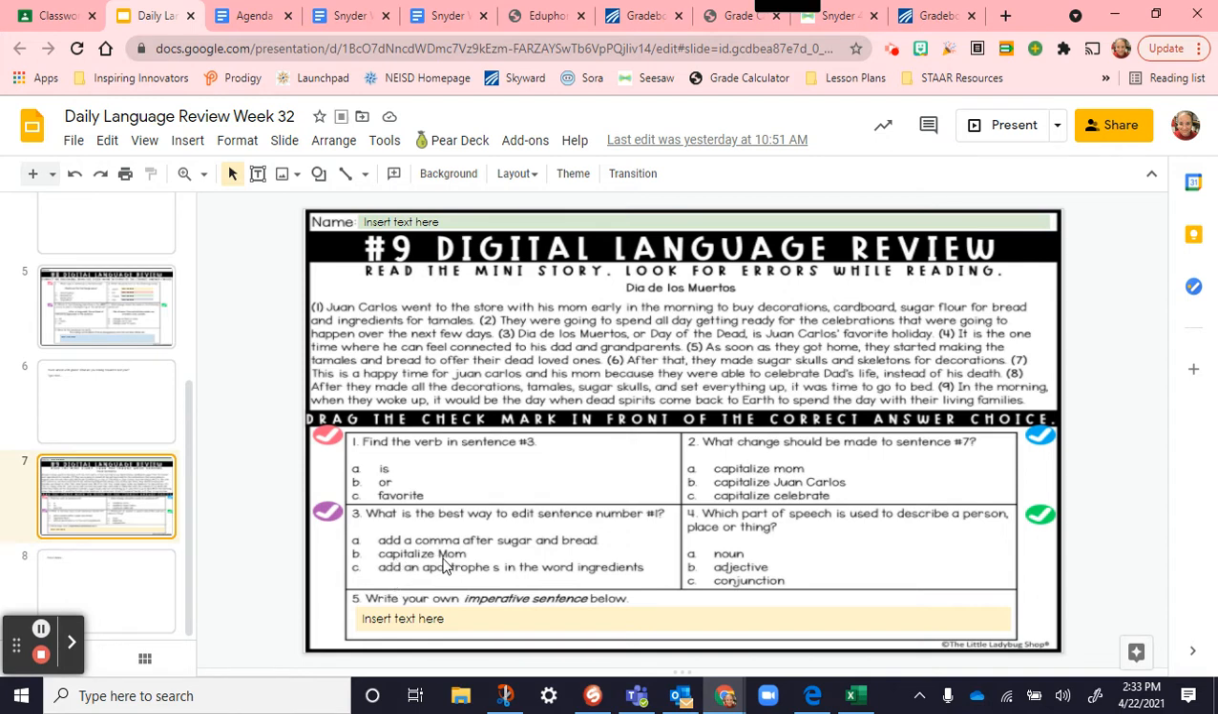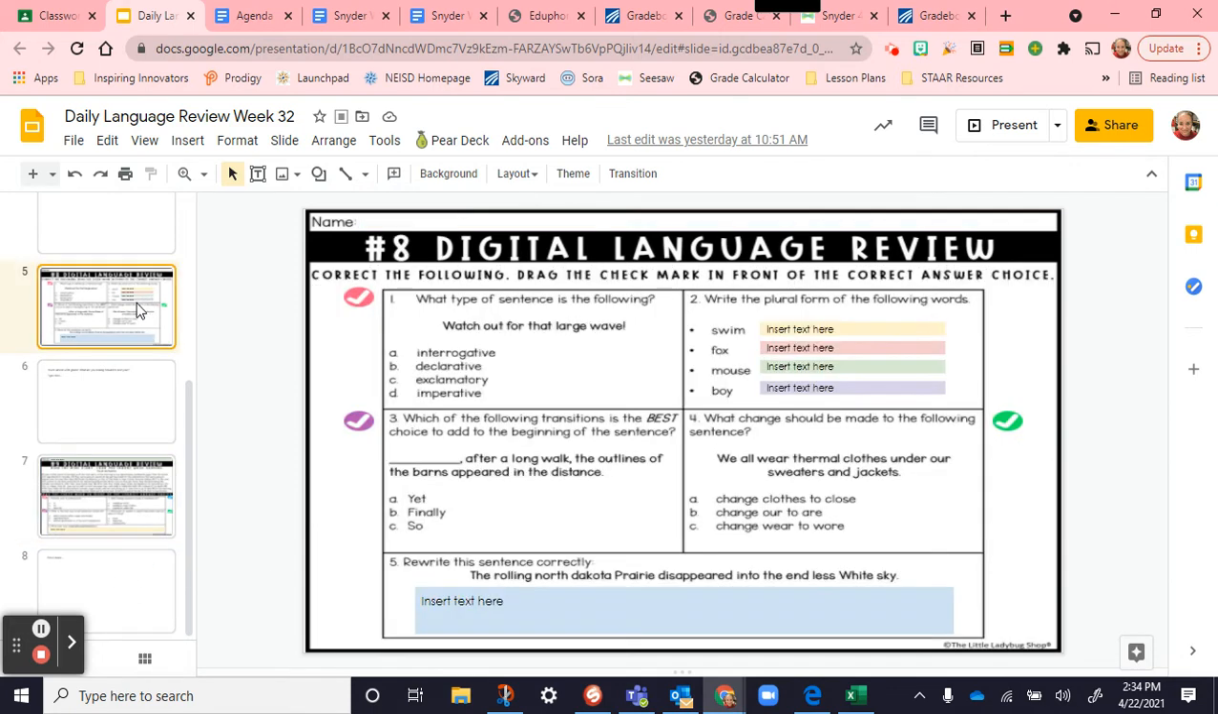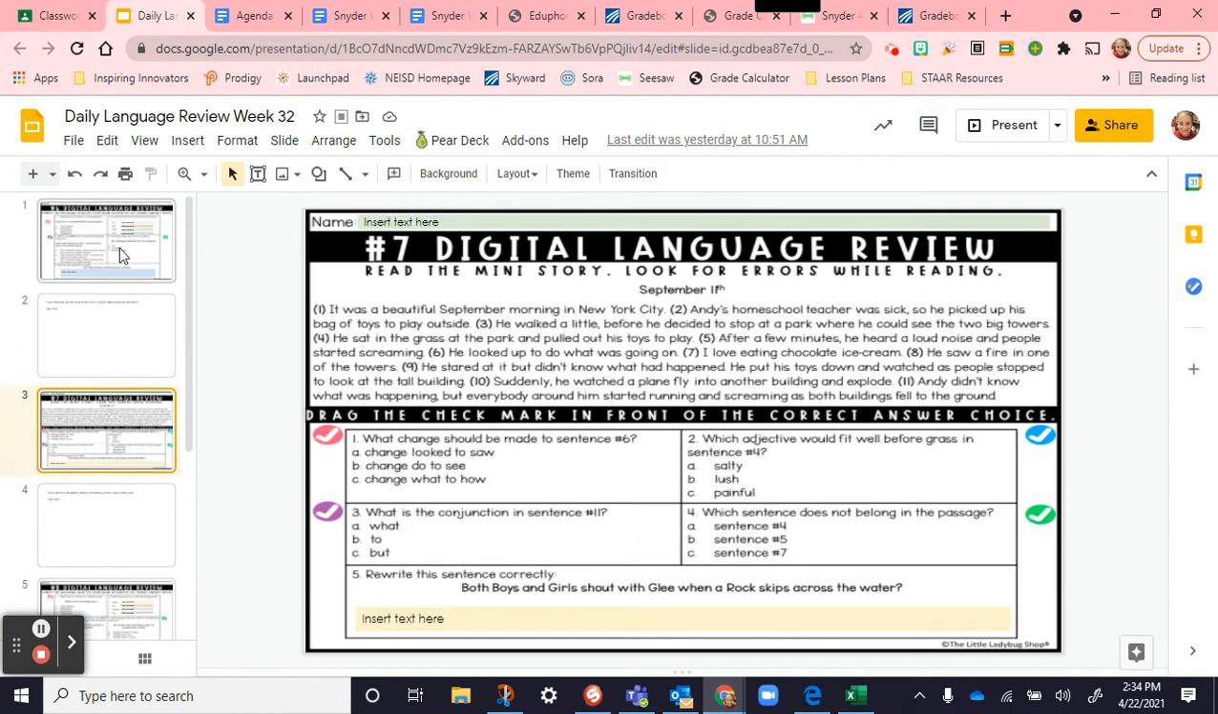Think about, do I need to capitalize mom? Is that a proper noun? If I have the word ingredients, does that need an apostrophe? And then what is describing a person, place, or thing? And then write your own imperative sentence below. So we've been working on those throughout this week.